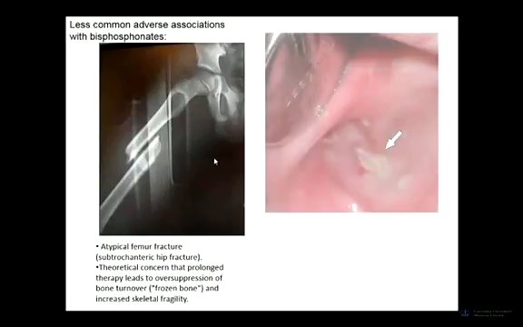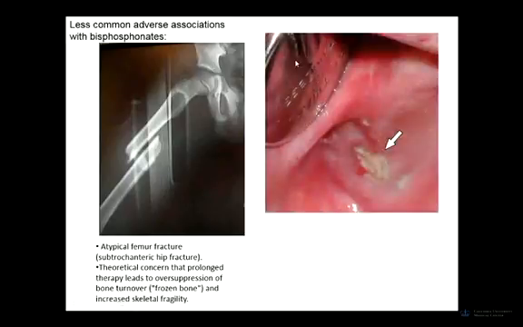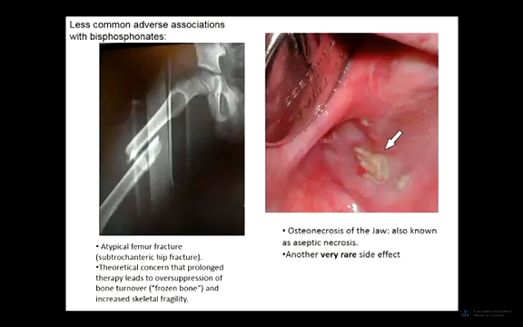And does anybody know what this is? This is a mouth. Yeah, so it's osteonecrosis of the jaw, also known as aseptic necrosis, and it's another very rare side effect. And like Dr. Belzikian said in his lecture today, it's like getting struck by lightning. Not in New Mexico, because apparently a lot of people get struck by lightning in New Mexico, but it's like getting struck by lightning in New York.